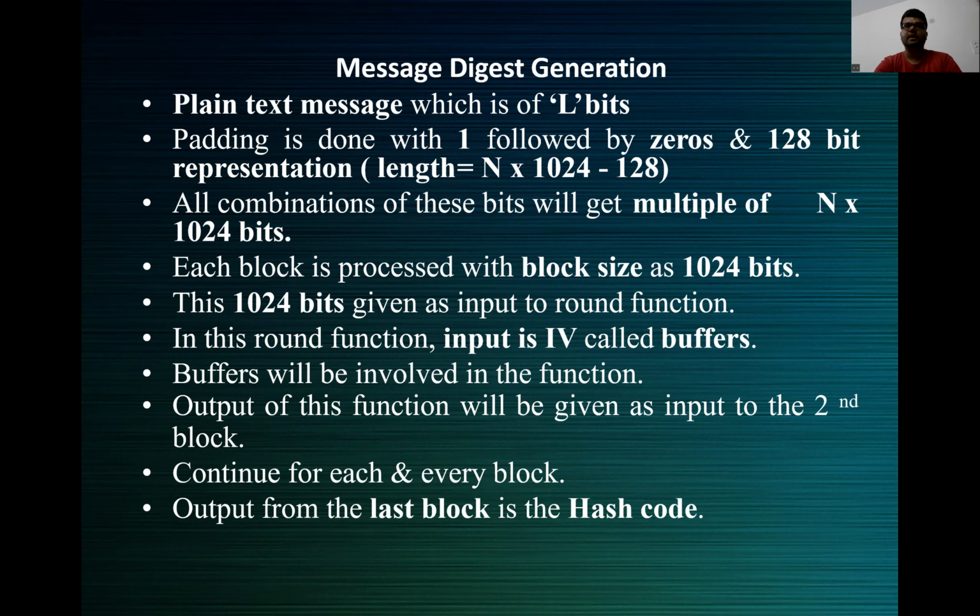So length equals n into 1024 minus 128. So all combinations of these bits will get a multiple of n into 1024 bits. And each block is processed with a block size of 1024 bits. So this 1024 bits is given as input to a round function.